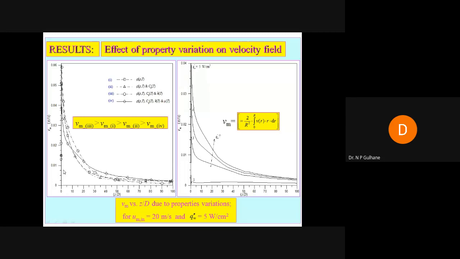This radial velocity will develop in the vicinity of the inlet because of the undeveloping flow. The parabolic profile will start to undevelop, and because of this Vm will try to develop. And this Vm is highest in the case of the combination of these three: rho, Cp and K. So there are 4 cases. Only density is varying; density and Cp are varying; third is rho, Cp and K varying; and fourth, all properties are varying. So we have 4 different types of cases.